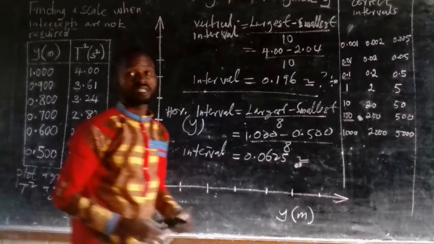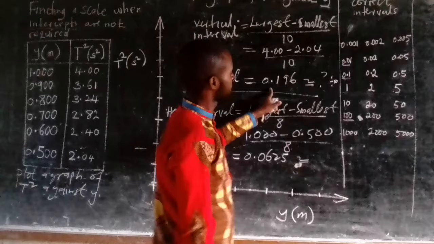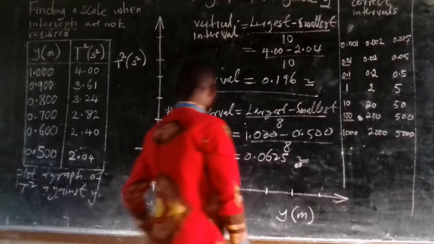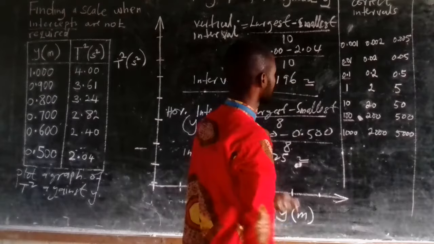Because we have seen that when I got the largest minus the smallest divided by 10 on vertical, I got this value. And this value is not convenient for the plotting. Then also on horizontal, I got this one as the interval, or a value representing each gap, which I have marked here. But it is not convenient. And the convenient intervals lie within this table we have generated. So you just look at this value and see where it lies.